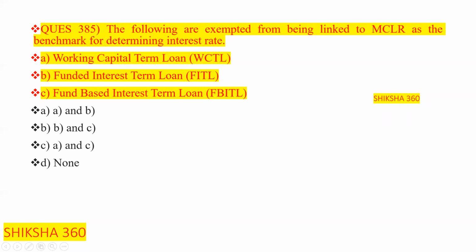First one is the working capital term loan. This one is to be exempted. Funded interest term loan: both are to be exempted here. Fund based interest term loan is not. So A and B are correct. Funded interest term loan and working capital term loan are both exempted here. So option A is the answer because A and B are included under that.